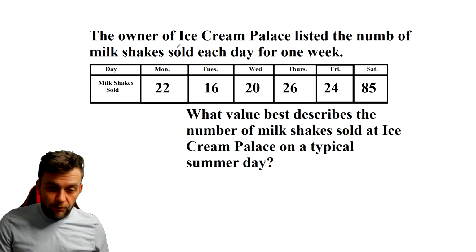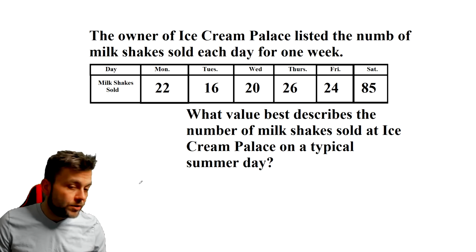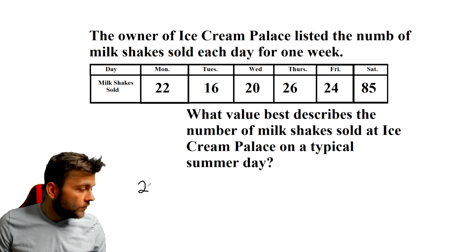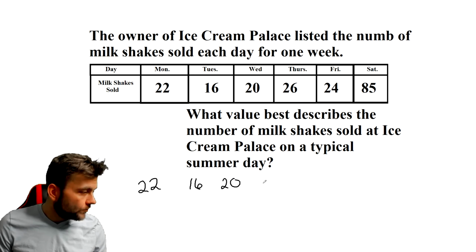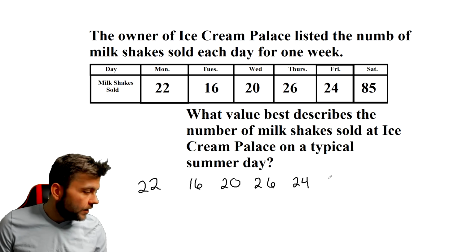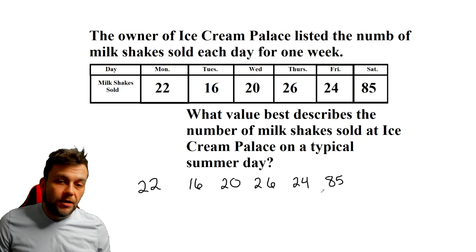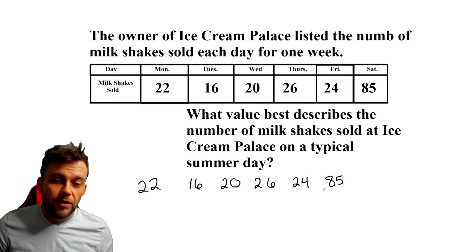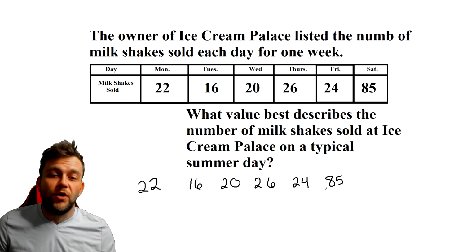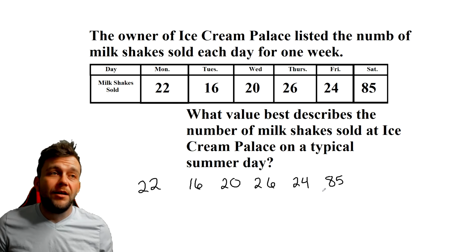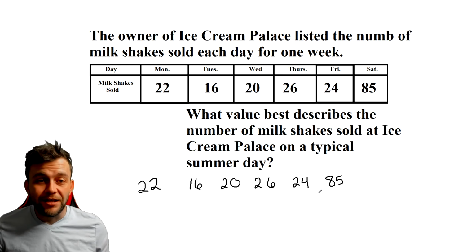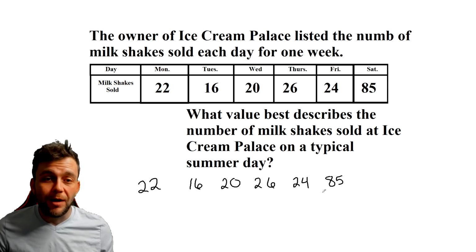There we go. I will write down the number of milkshakes sold each day. So we have 22, 16, 20, 26, 24, and 85. Now, just like the problem before, the question is, what value best describes the number of milkshakes sold at Ice Cream Palace on a typical summer day? That typical summer day is finding the mean. It's finding the average summer day. So typical summer day is the same as average summer day.